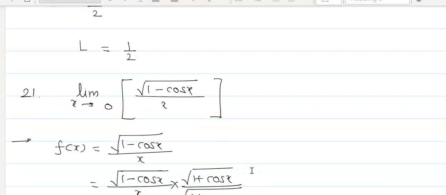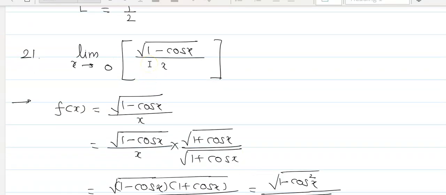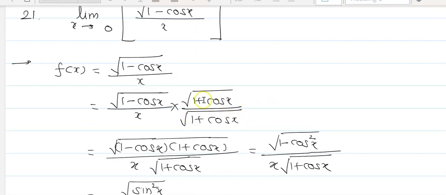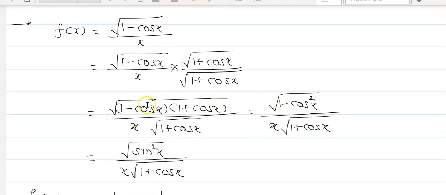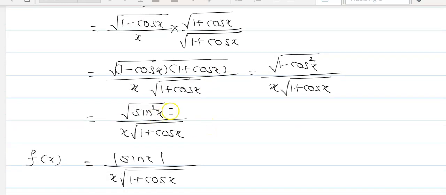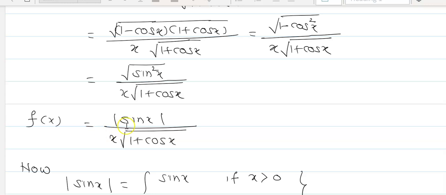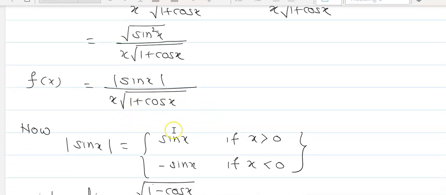Let's see this again here. Limit x tends to 0 of root of 1 minus cos x upon x, multiplied and divided by root of 1 plus cos x. Therefore, root of (1 minus cos x)(1 plus cos x) upon x root of 1 plus cos x, which is root of sin square x upon x root of 1 plus cos x. So f of x is equal to mod of sin x upon x root of 1 plus cos x.